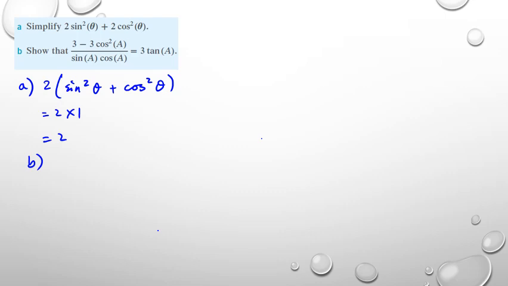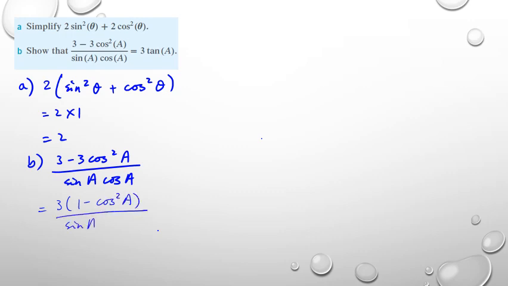Then part B, it says show that, so remember you have to start from the left, and we have to make it equal to the right hand side. Now, on the first part, you can factorize out 3, which you then get 1 minus cos squared of a. However, 1 minus cos squared of a is really a rearranged form of sine squared plus cos squared, which is 1. What that means is 1 minus cos squared of a should give us sine squared.